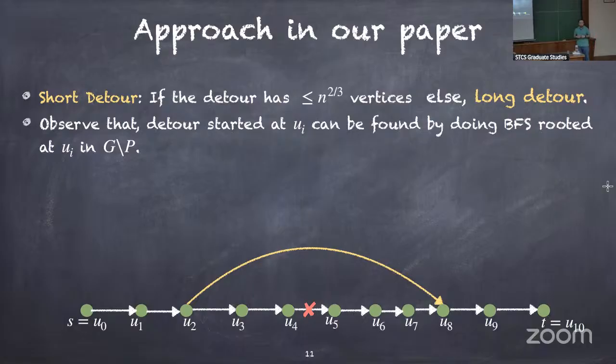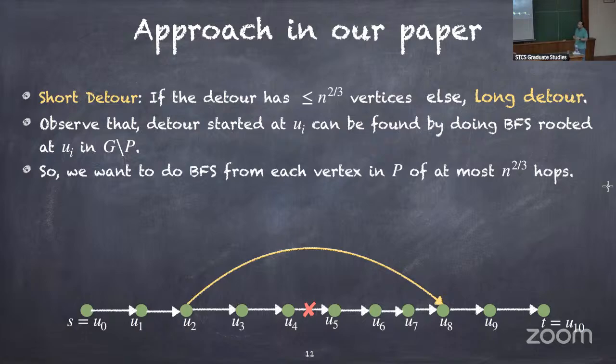Observe that this detour starting at u_i can be found by doing BFS from u_i in G minus P. Sorry, I should have mentioned that G minus P means removing the edges only. So from u_2, if you do BFS in G minus P, you will get this detour to u_8. We want to do BFS from each vertex in P of at most n^(2/3) hops, because we are dealing with the short detour as of now.